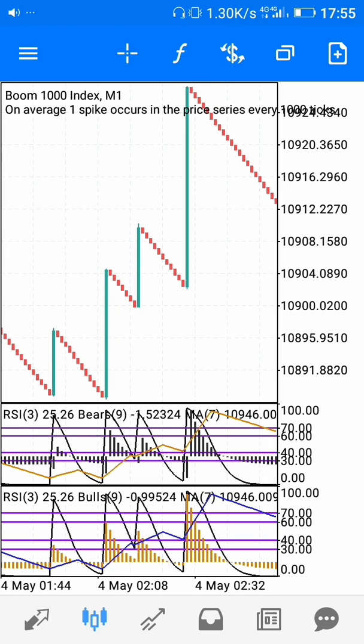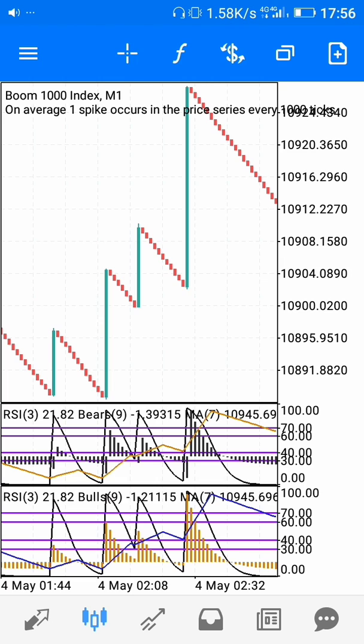When you want to trade with this strategy on crash market, you are looking at your conditions on window 2. And please, it's strictly for the 1000 indices, boom 1000 and crash 1000 for maximum results.